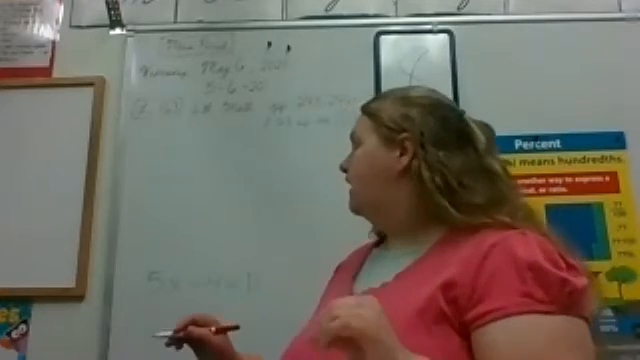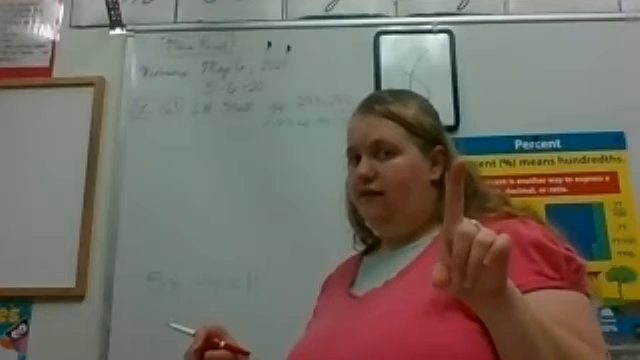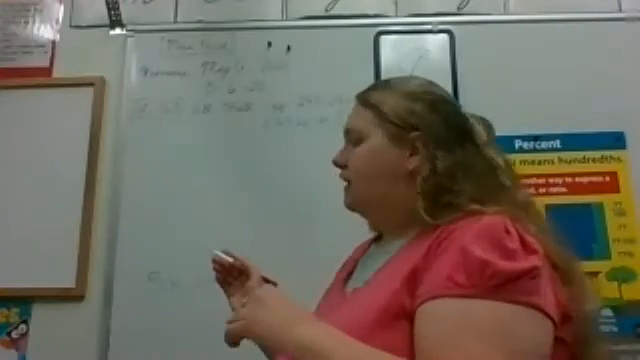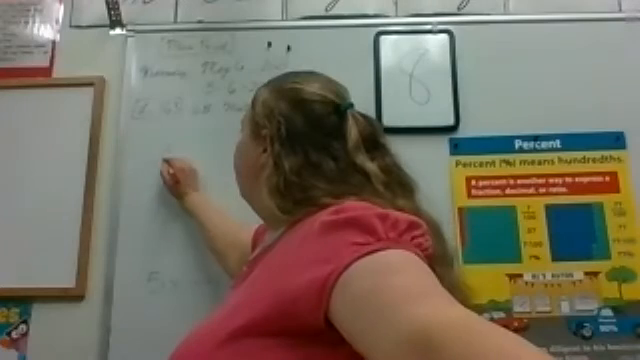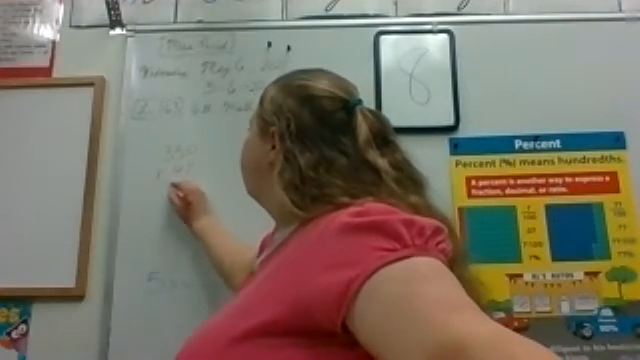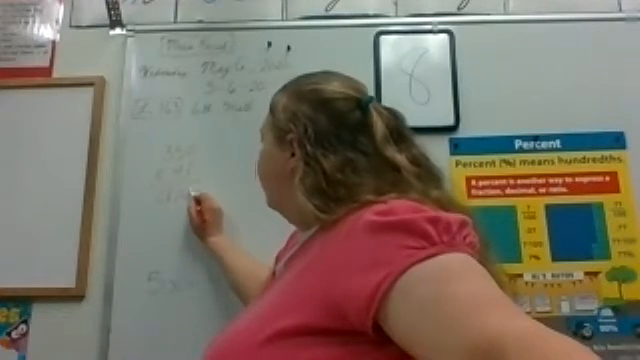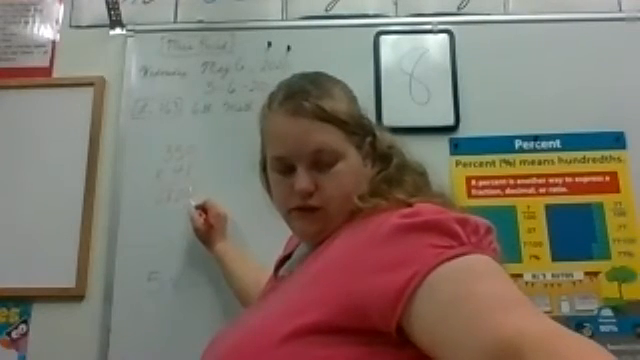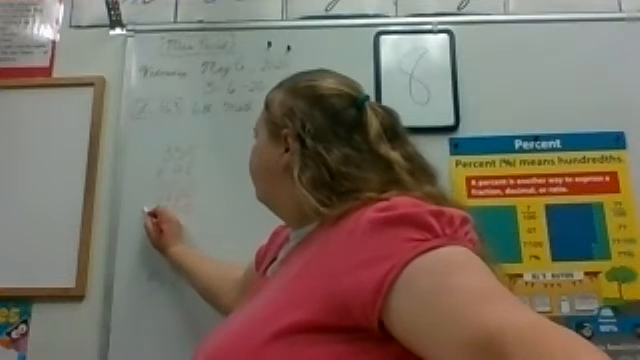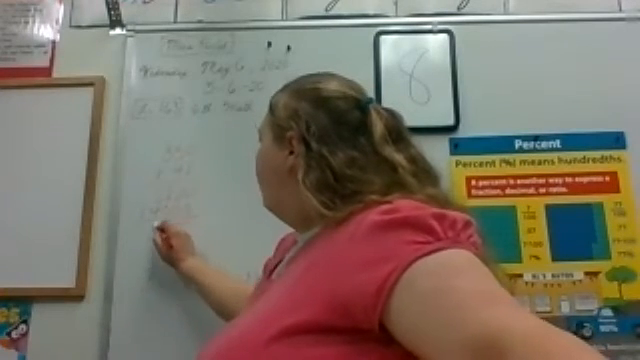Okay, so how many months are in 4 years? How many months are in 1 year? 12. So 12 times 4 is what? 48. Okay, so he paid 350 times 48. Okay, so this is what they did on your paper. 350 times 48, 2,800. And 1,400, okay? They added that together.